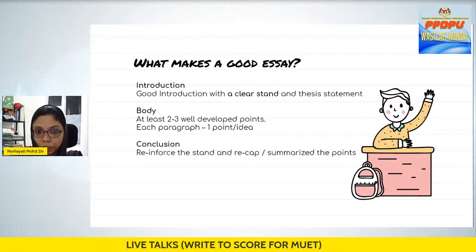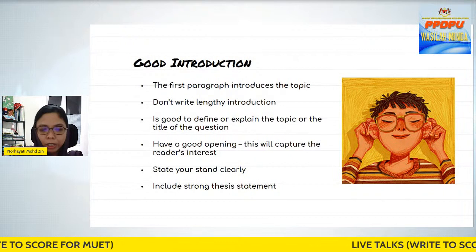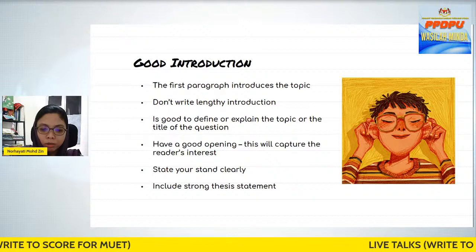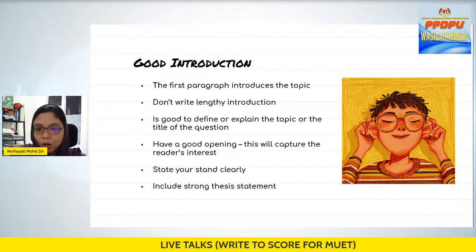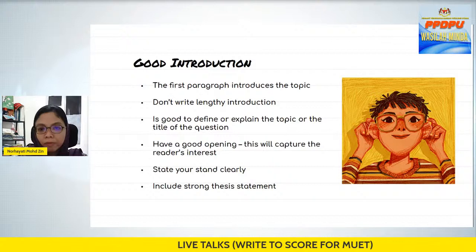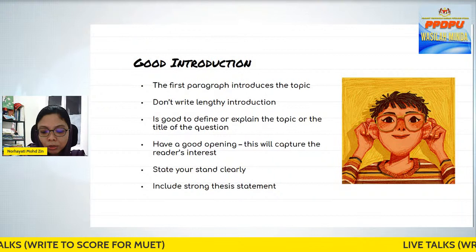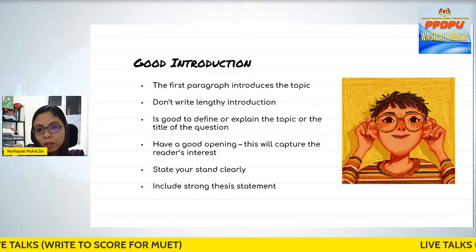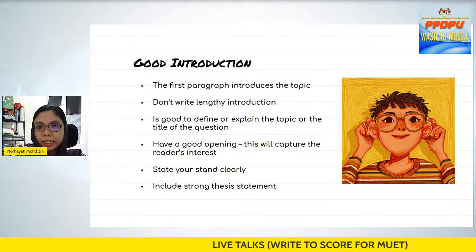Okay, let's look at a good introduction. How do you write a good introduction? Remember, your introduction can be in 1 paragraph, yeah? Introduce the topic. Some students would straight away jump to yes, I agree, no, I disagree. But what I would always advise my students is to define first, or to have a good introduction of the topic first. Look at the title, define the title. This will ensure that when the reader reads your essay, they would know how you define the topic, okay? Then you state your stand. Once you have stated your stand, then write a thesis statement. What is a thesis statement?